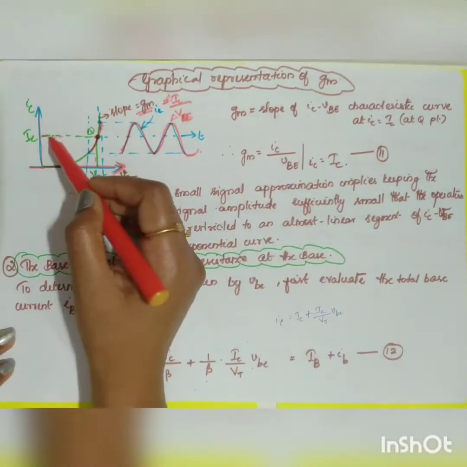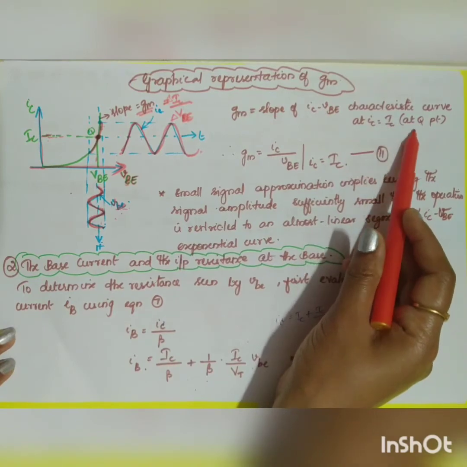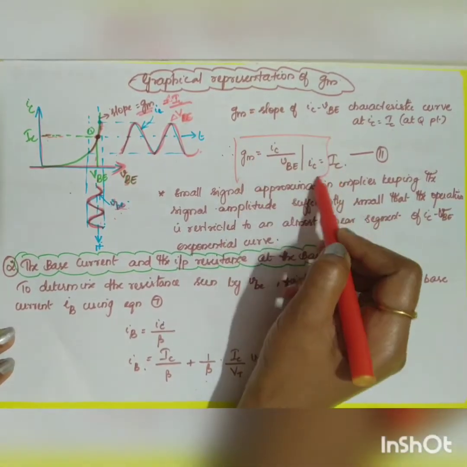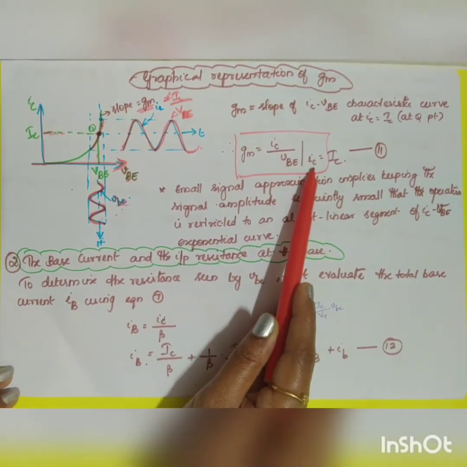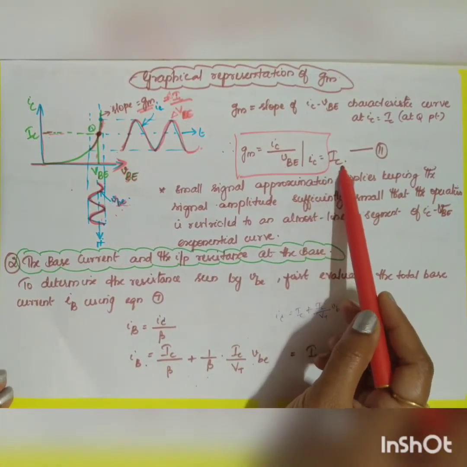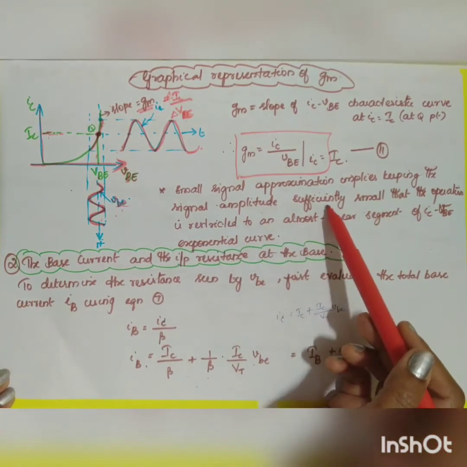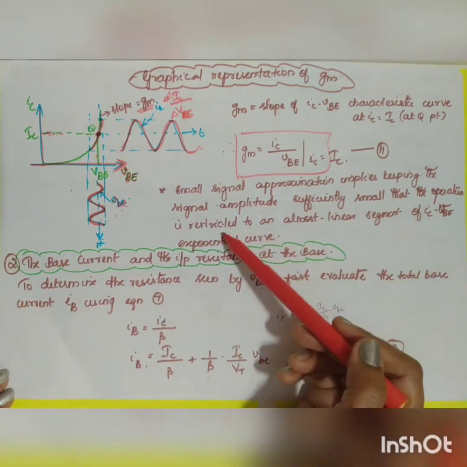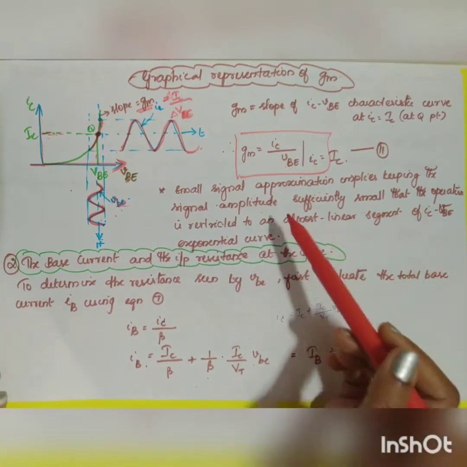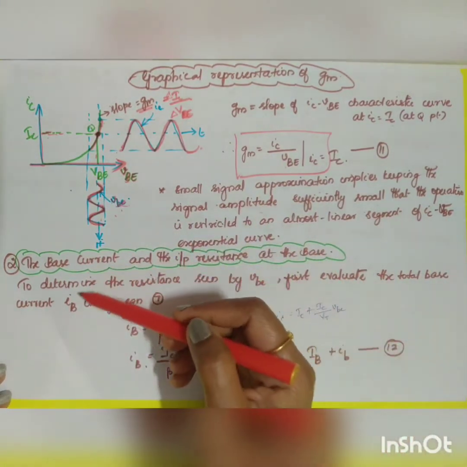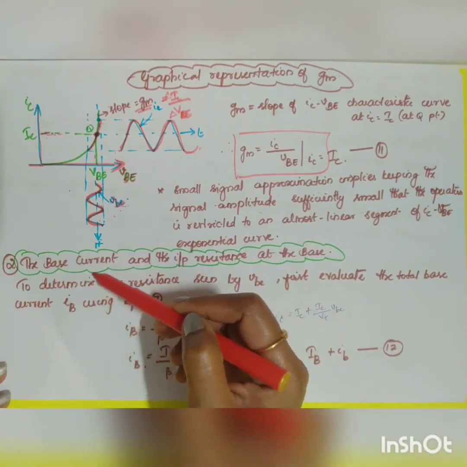When small ic is the given value, capital IC is at the Q point. So gm will be equal to IC divided by VT, where the signal collector current is equal to your DC collector current. That is, small signal approximation implies keeping the signal amplitude sufficiently small that the operation is restricted to an almost linear segment of the IC-VBE exponential curve. Okay, so this is just a graphical representation. Now moving on to the second derivation, you are going to find out the value of your base current.